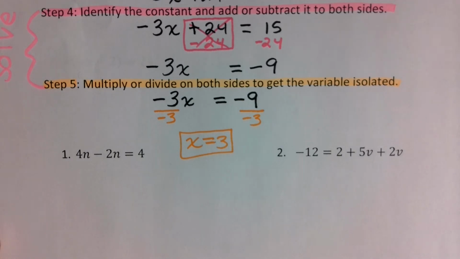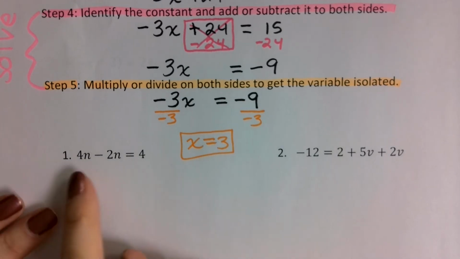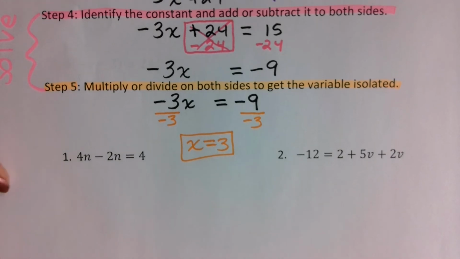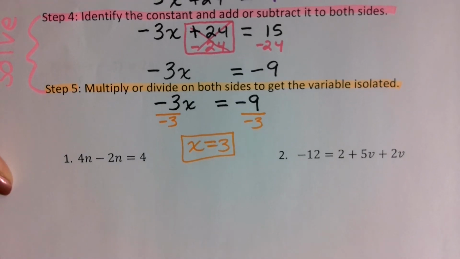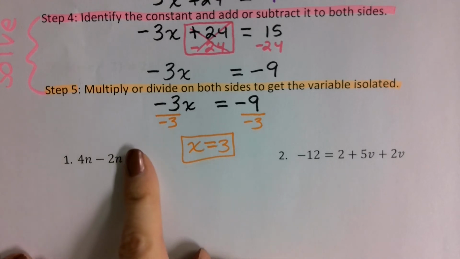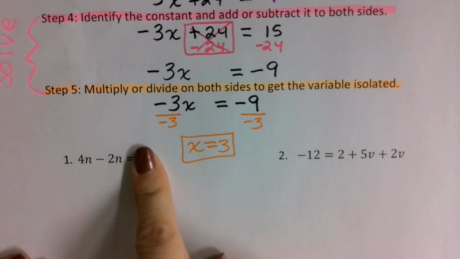Hurry up. We do not have any distributive property here. So now let's look at step 2. Step 2 says combine like terms on the left side. So I'm going to cover up my right side for right now, and I'm just going to focus on this left side.